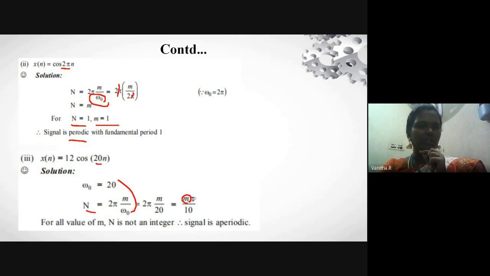So in this session, we have understood how to find whether the given signal is periodic or aperiodic.